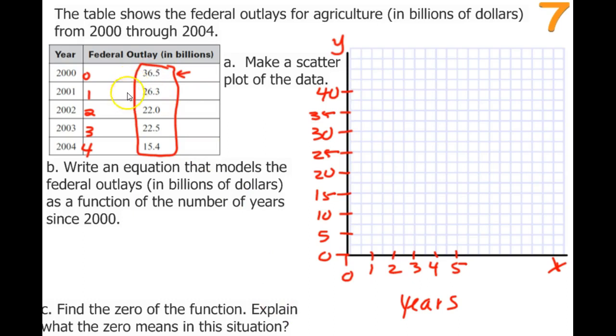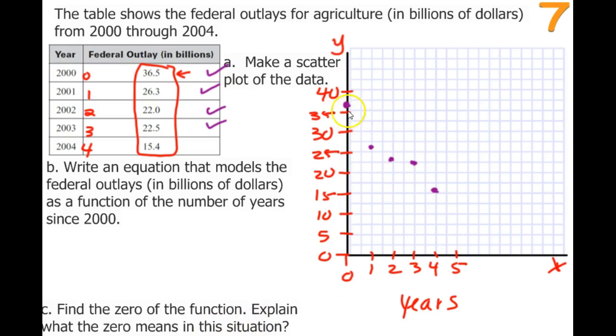And let's plot these. In year 0, we're at about 36.5, so here's 35, and 36 is a little bit more. In year 1, we're at about 26. There's 25, 26. In year 2, 2002, we're at about 22. So there's 20, 25, so 22 would be about here. In year 2003, or year 3, we're also at about 22. And then in year 4, we're at about 15. There's 10, there's 15, maybe about there.